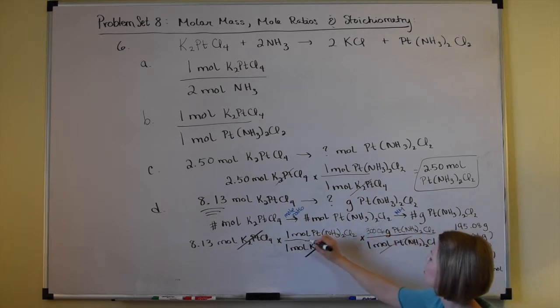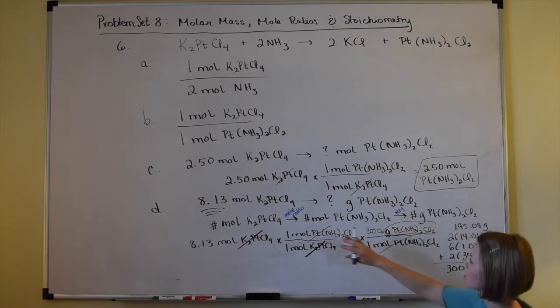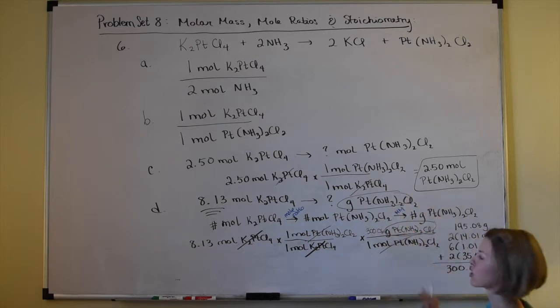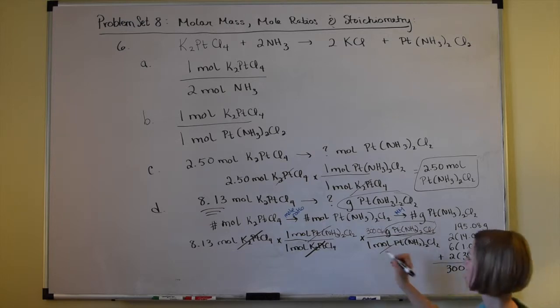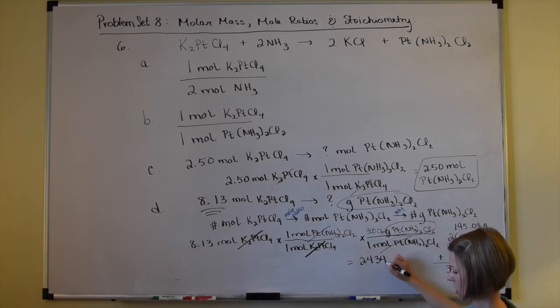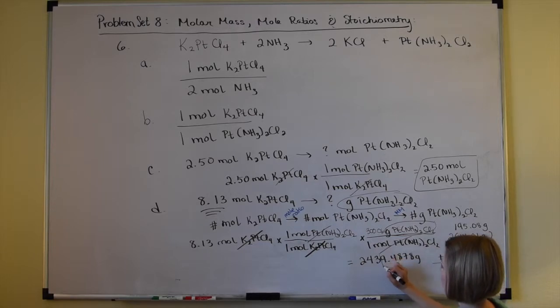300.06. Moles of cisplatin cancels out. We're left in grams of cisplatin. What were we seeking up here? We were seeking grams of cisplatin, so it's a good indication we've done everything right. So now take your 8.13 and times that 300.06. You get 2,439.4878 grams. And I'm going to go ahead and round that off.